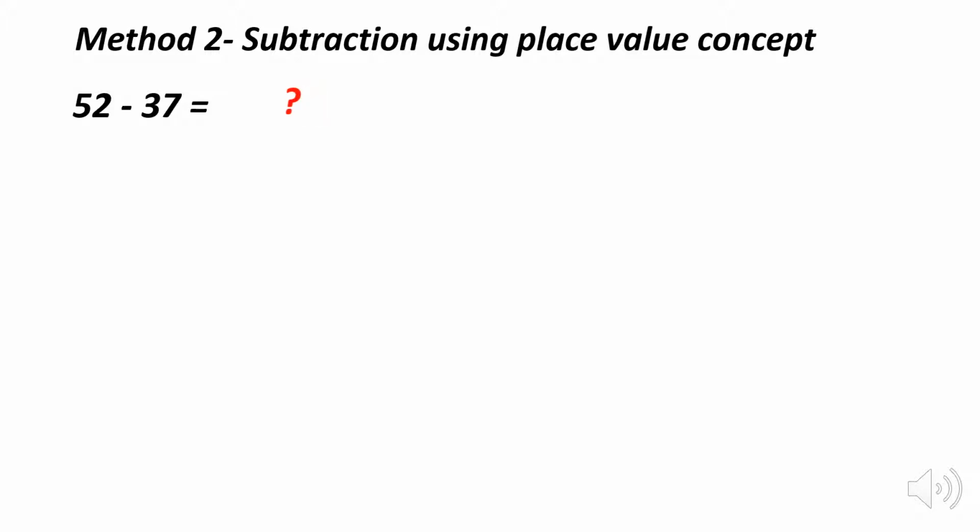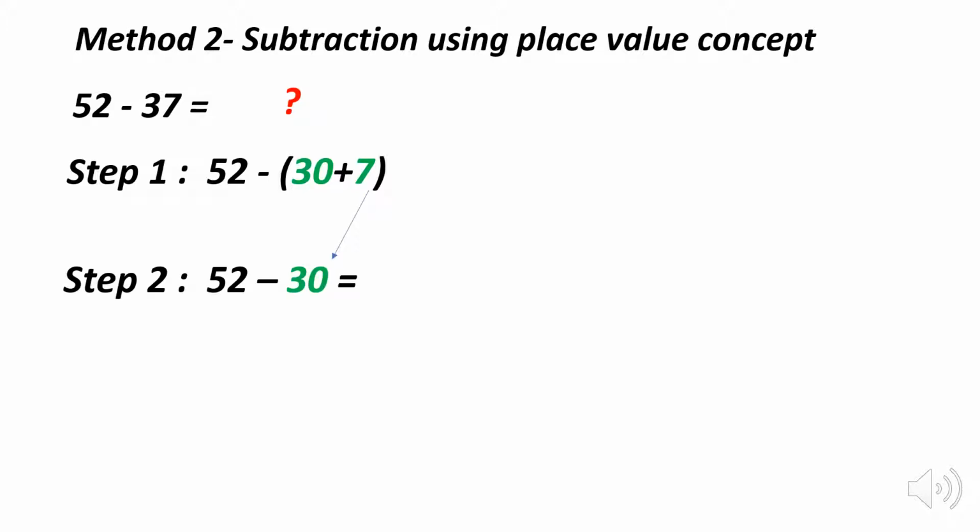52 minus 37 equals... Let's see how we can find this out. Step 1. 52 minus 30 plus 7. Step 2. 52 minus 30 equals 22. Minus 7 equals 15. Answer is 15.